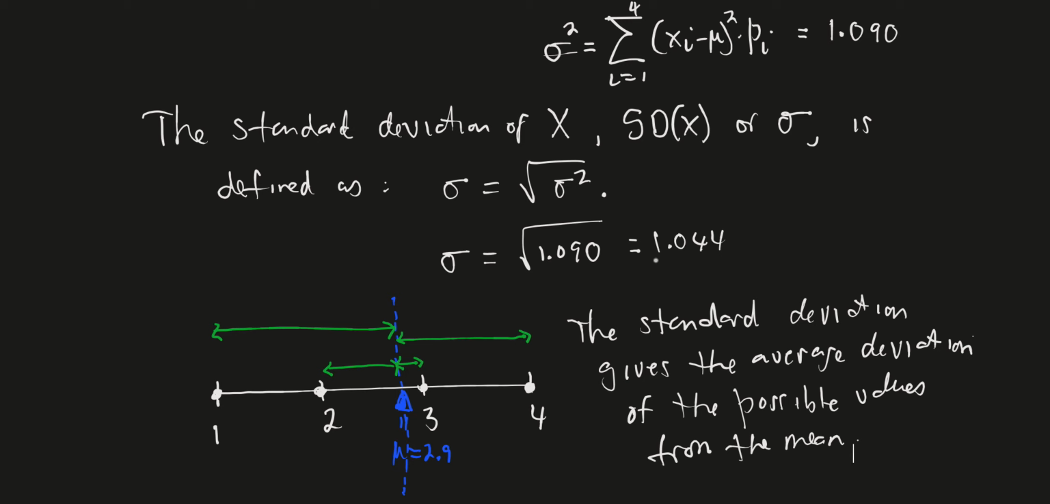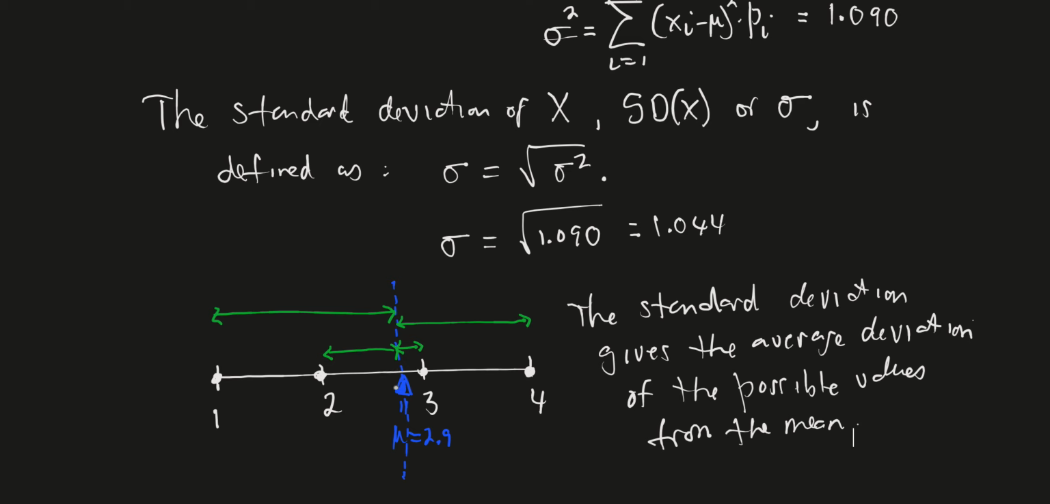So the smaller the standard deviation, the closer all the possible values are to the mean. It's like there's very little variability in each of the values, so they're clustered together.